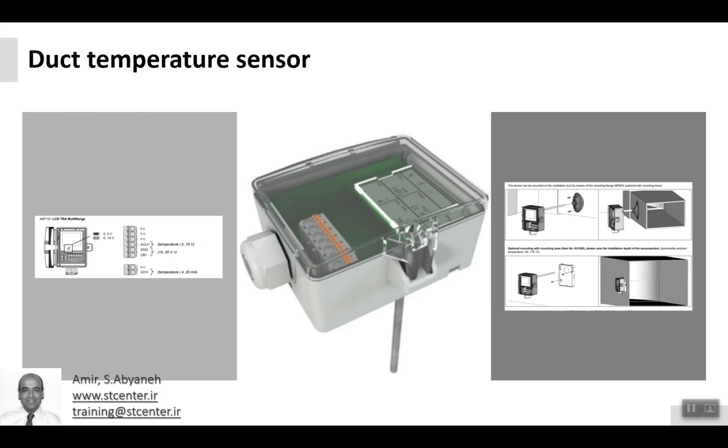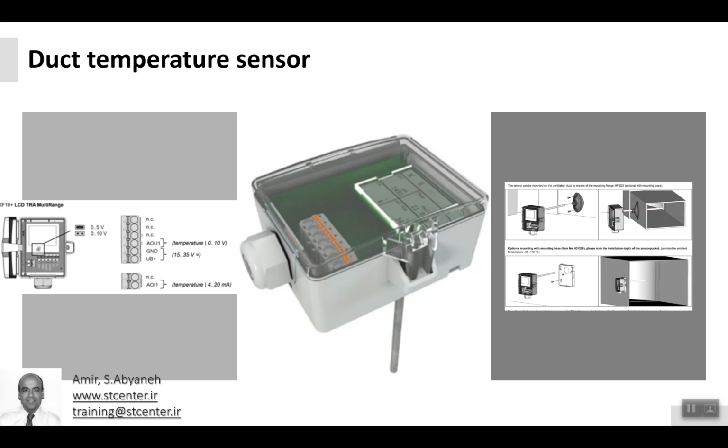The next one is the duct temperature sensor. You remember the supply air to the rooms. We use the duct temperature sensors. It is important about the wiring. For example, in 0 to 10 volt, in these special duct temperature sensors, we should provide the power supply between 15 to 35 volt DC, and the output is between 0 to 10 volt. It provides the data as an active signal. Okay, so this is important.